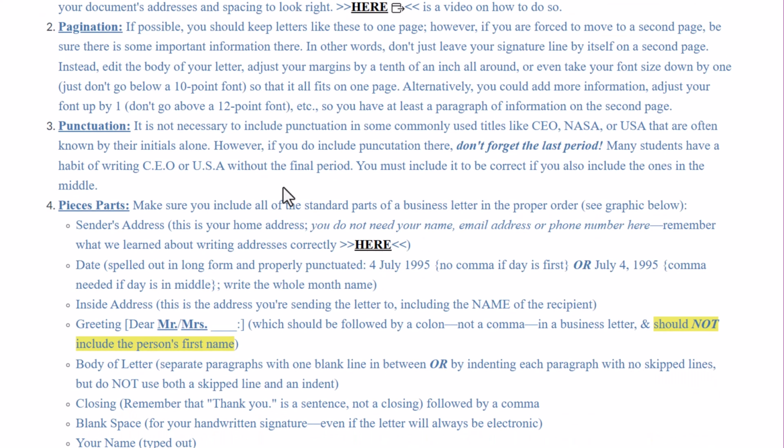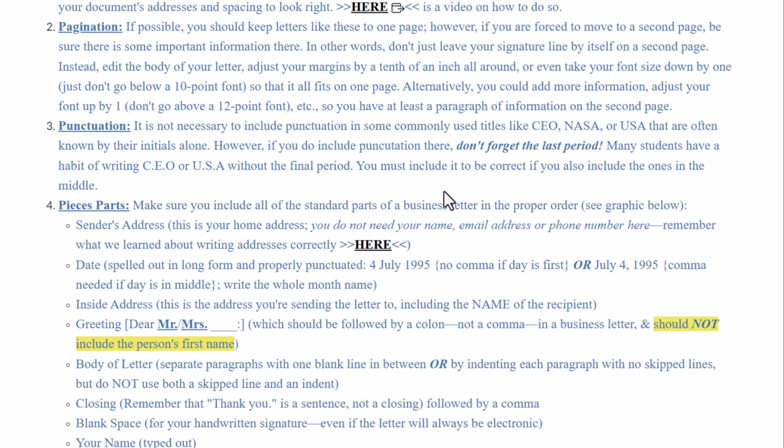Finally, your punctuation. One of the things that I commonly see people do incorrectly on this assignment is to put 2 periods in CEO or USA. If it is something that is an accepted abbreviation or initialism that everyone knows, like NASA, you don't need periods in there. You don't need periods in CEO or USA.